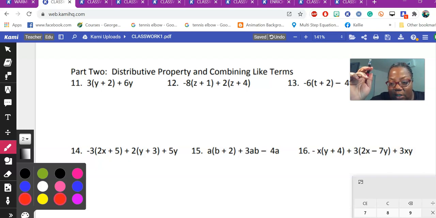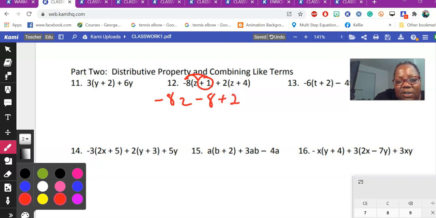Let's do, okay, sure. We can do negative 8z. Negative 8 times z is going to give me negative 8z. Negative 8 times a positive 1, negative 8. And then I have positive 2 times z. It's going to give me 2z. 2 times 4, it's going to give me a positive 8.